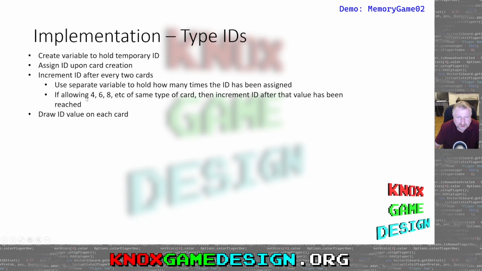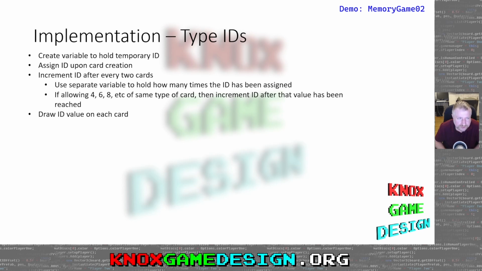We're going to use a separate variable to hold how many times the ID has been assigned. And yeah, if we're allowing... So I'm not doing this in this implementation, but it may be possible to have an ID used 4 times or 6 times or 8 times. And so if you have 4 mushroom cards, you may have that ID used 4 times or 6 times. But in this example, I'm just going to have each one used twice.